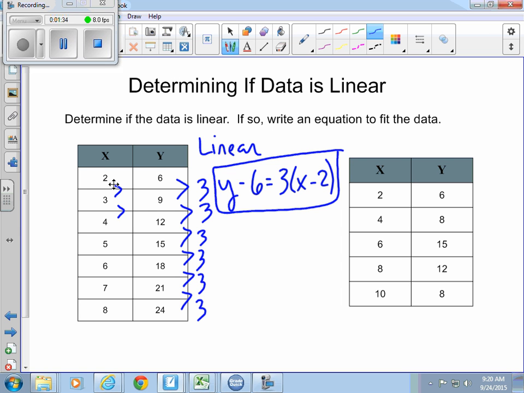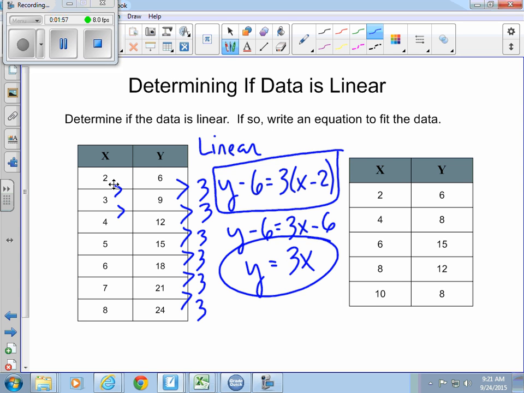If you want to do it. If it didn't tell me I had to, but if it did tell me, which it might on the homework, read the directions. If it did tell me I needed it in slope-intercept form, then I would distribute the 3 and add the 6 over, so I would get y equals 3x. So either way, both of those answers work, since it doesn't say which one, I could take either.